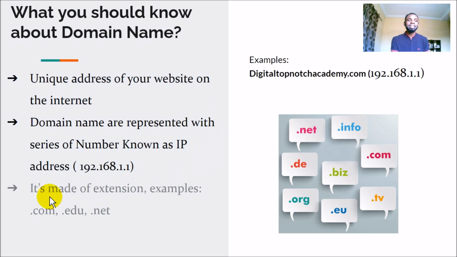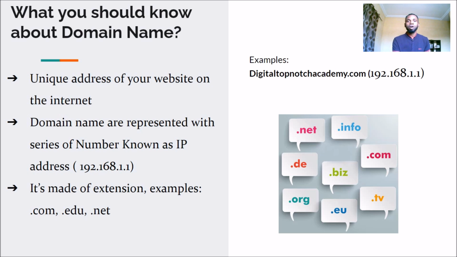So another thing you need to understand is that domain names are made up of extensions like .com, .biz, and .org and all that. So the most popular one here is .com, .commercial, .info, .networking, .business, .tv, .euro, .organization. So it depends on the kind of domain you want to build your business on. But this is basically what you need to understand about domain name.